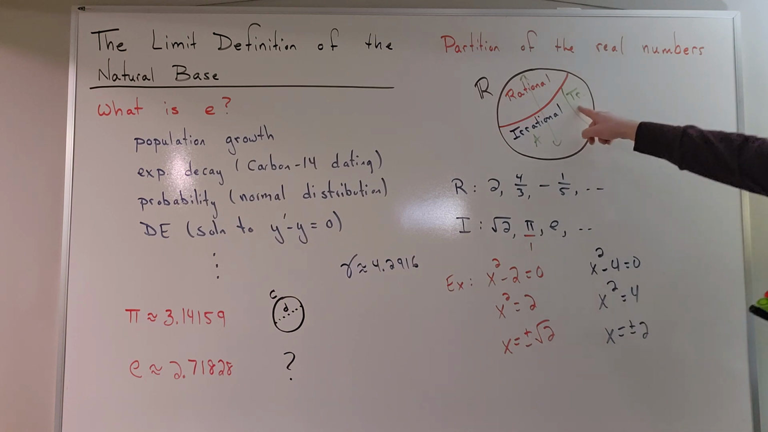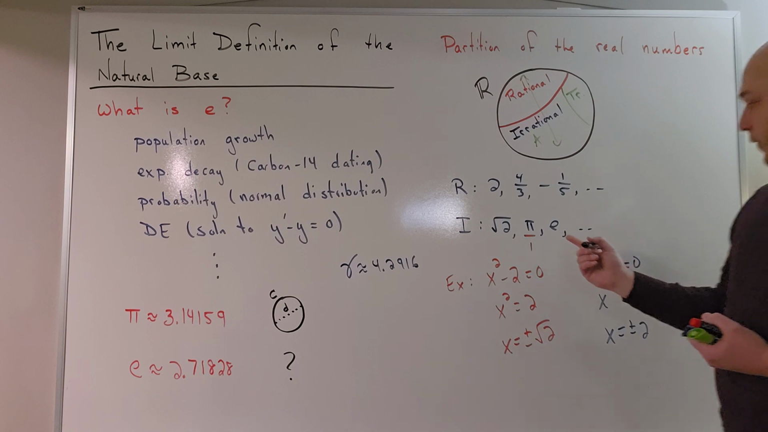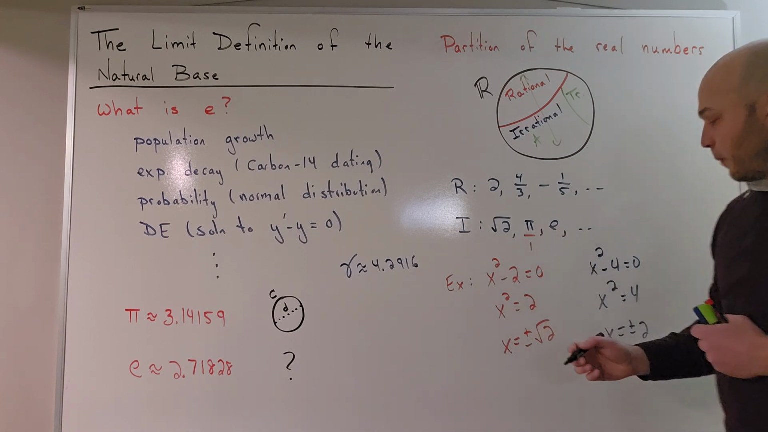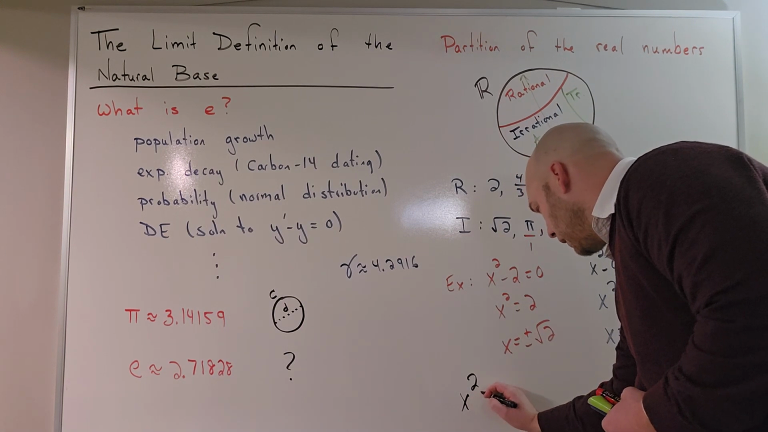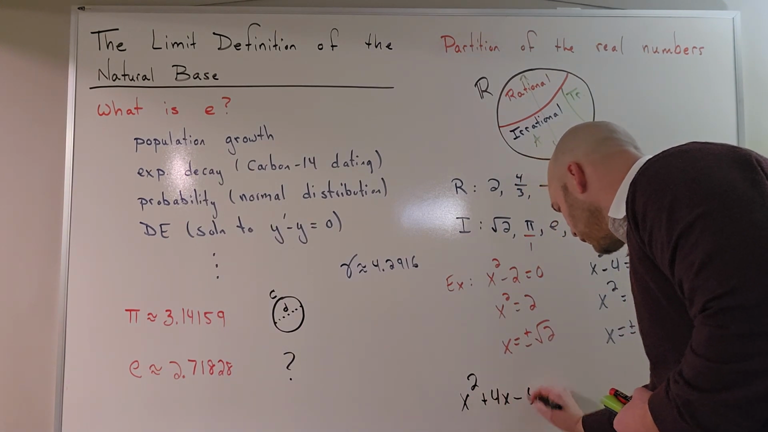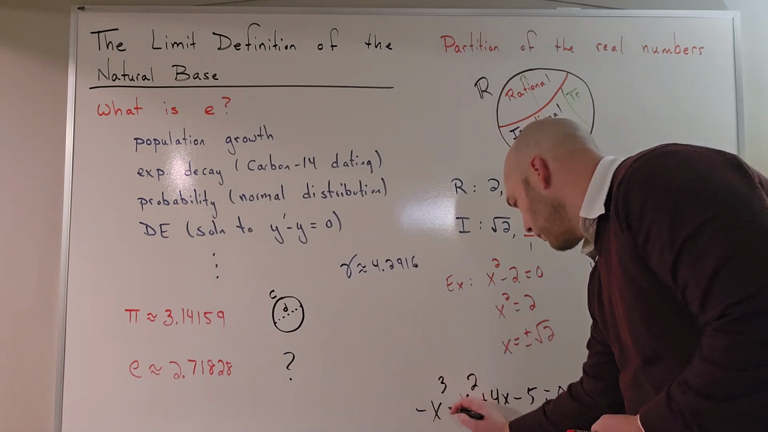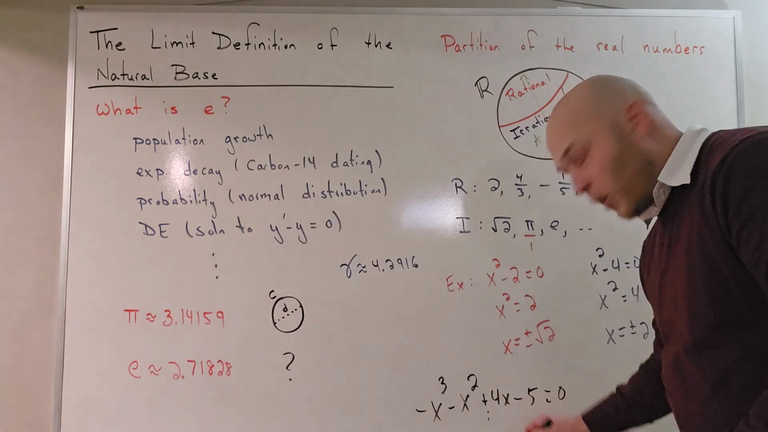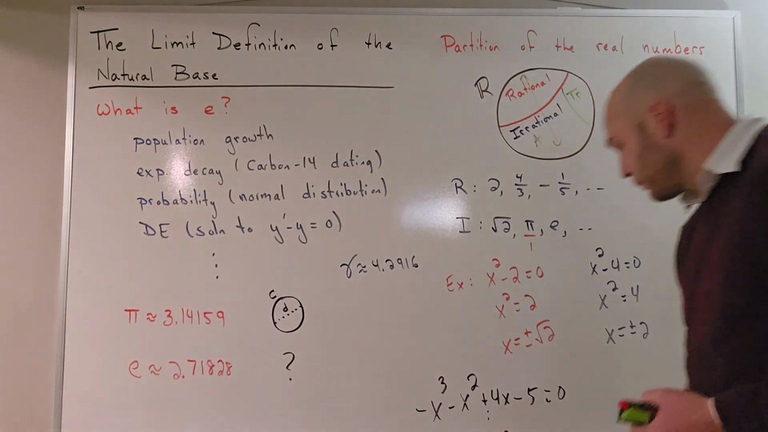Now, a transcendental number means there's no possible way that I can find this as a solution to, say, a polynomial equation. There's no polynomial equation like x squared plus 4x minus 5 equals 0. Let's even throw some other terms on there. Negative x cubed minus... There's no possible way that I can come up with a polynomial where the solution is e. That's never going to happen.